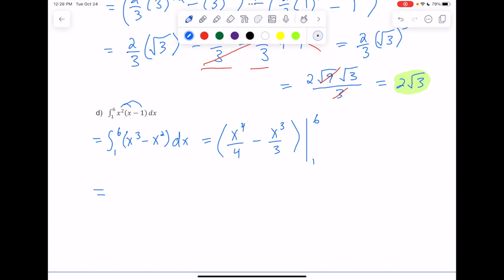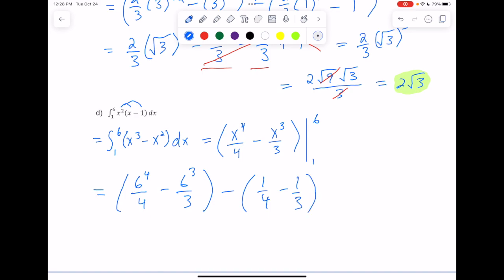So plugging in the 6, we get 6 to the 4th over 4 minus 6 to the 3rd over 3. And then from that, we subtract what we get with the 1, which is 1/4 minus 1/3. Yes, those 1s are raised to the 4th and the 3rd, but that will just leave us with a 1.